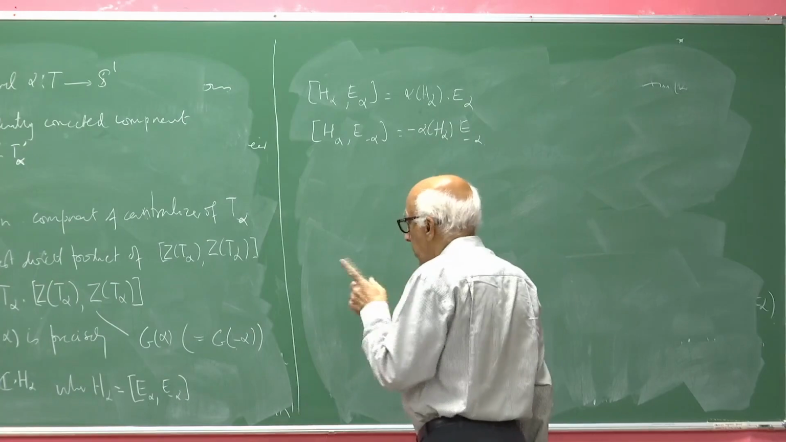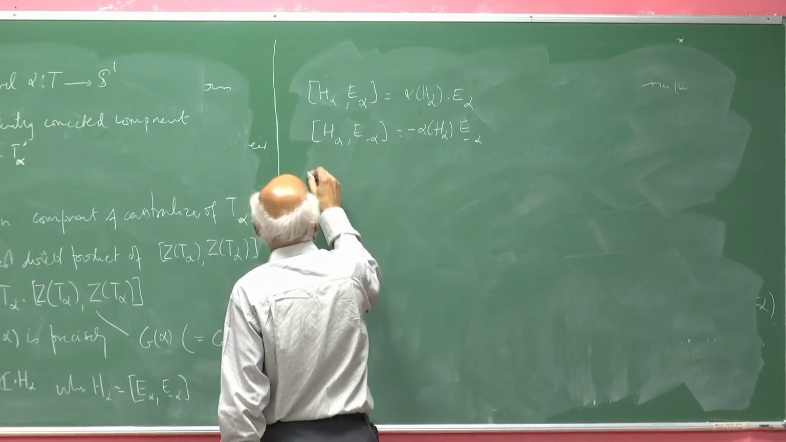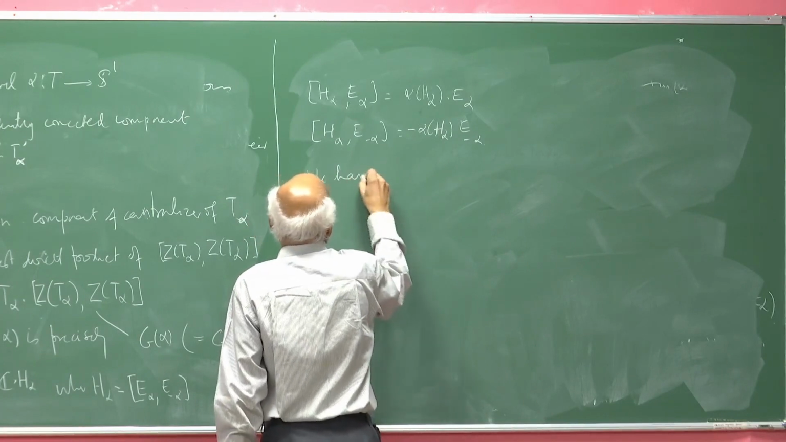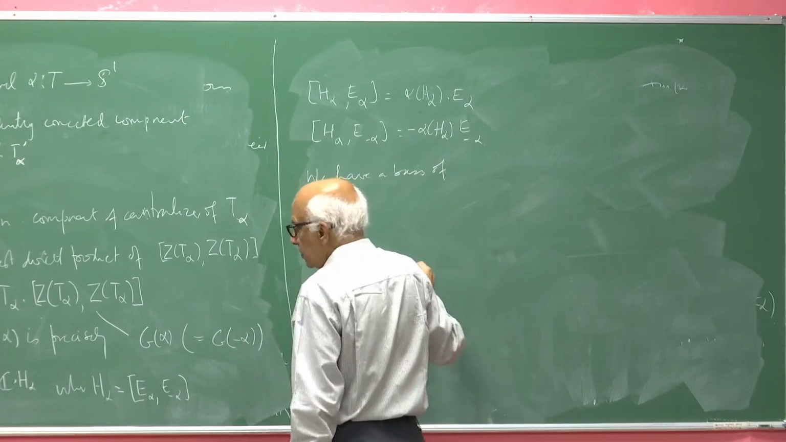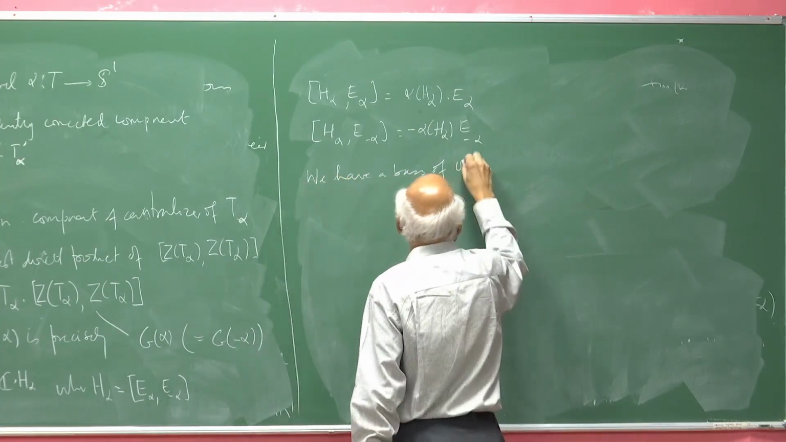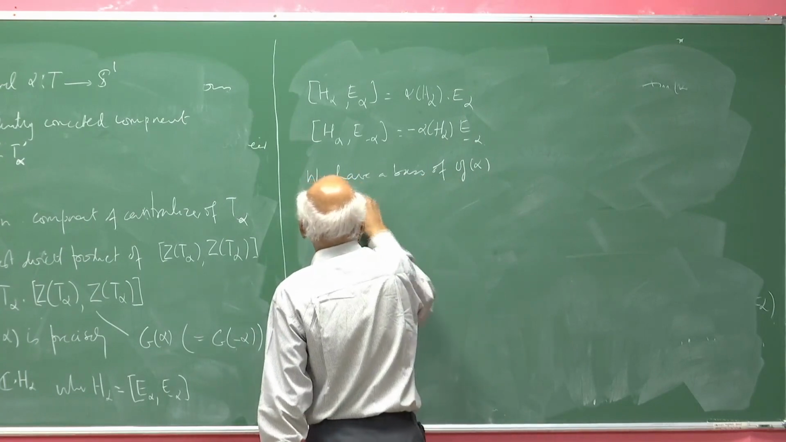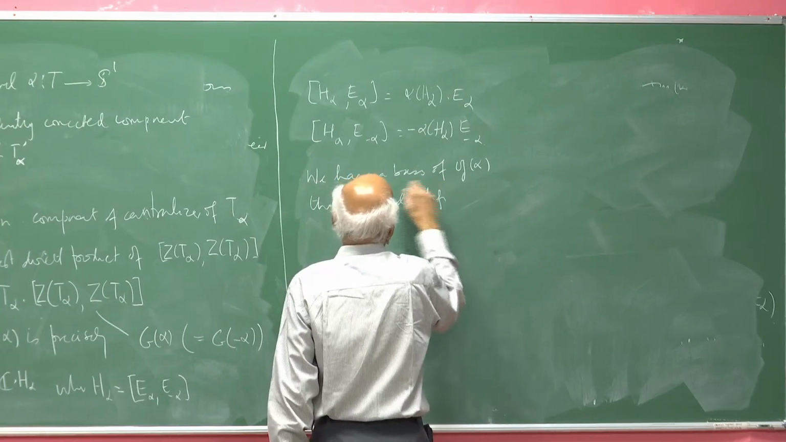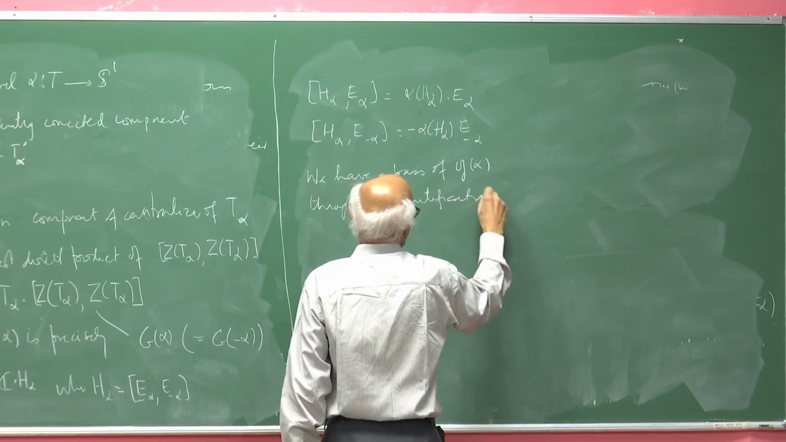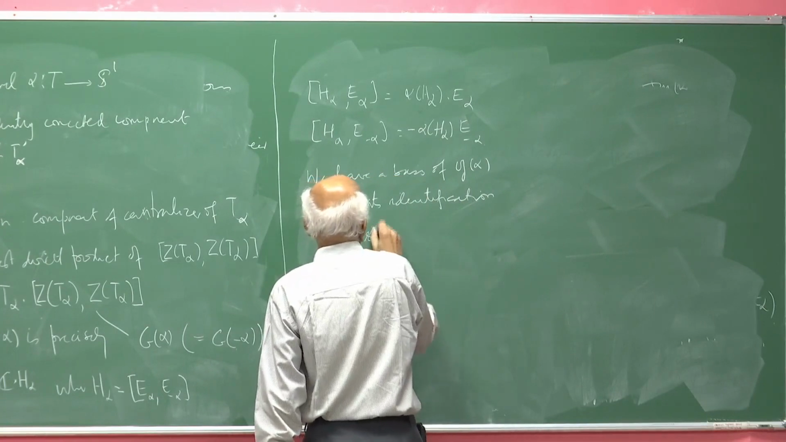Okay, now the point is that we have a basis of G alpha through its identification with SL2C.